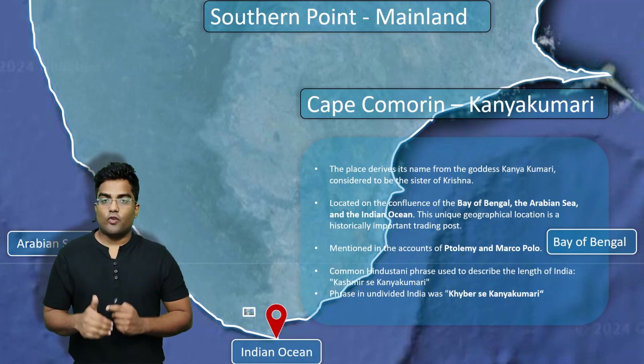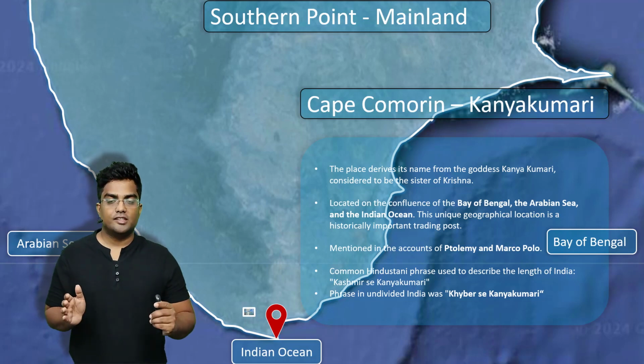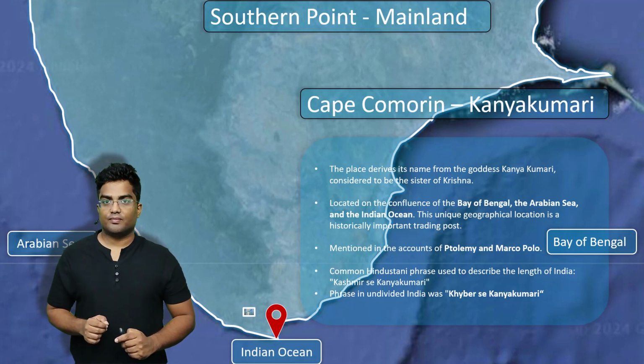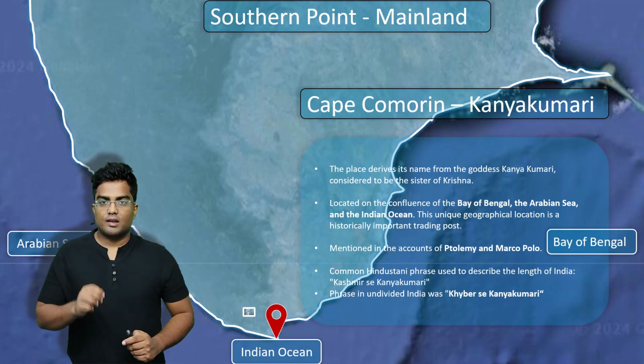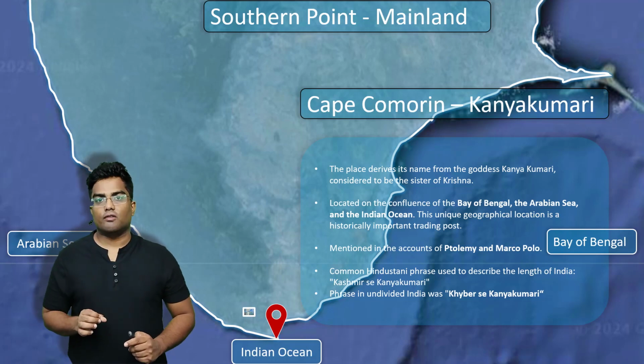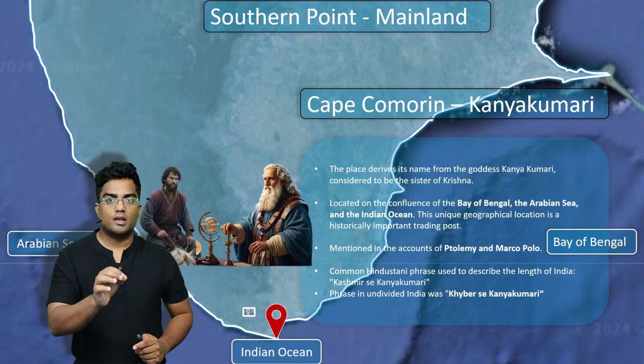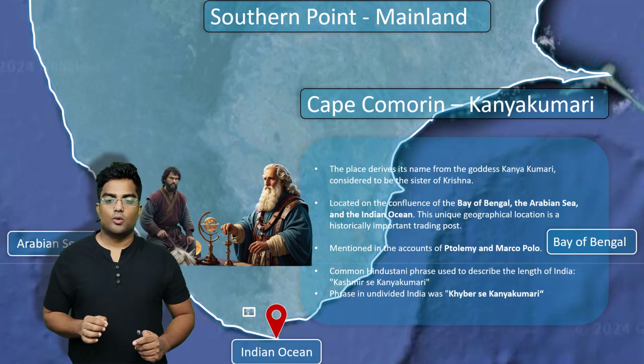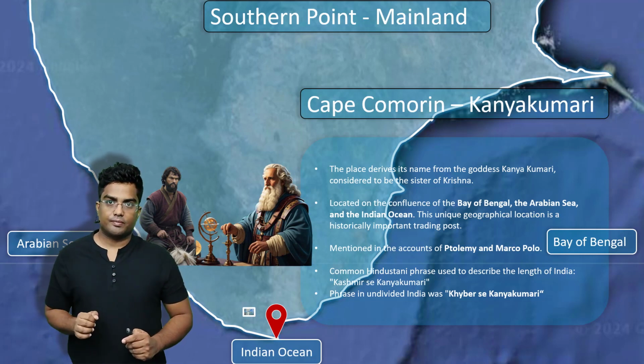So it's a very important place in the ancient times for trade because it's located at the confluence. Right? So what's next? There are two important travelers who have talked about Cape Comorin or Kanyakumari. One is Marco Polo and the second one is Ptolemy.